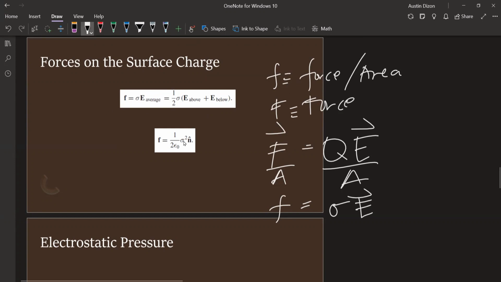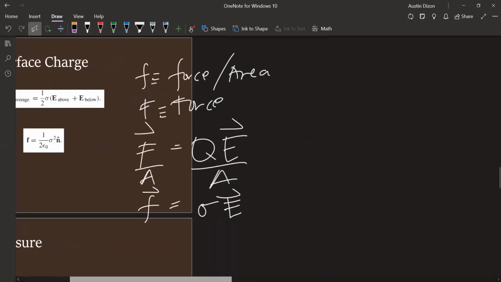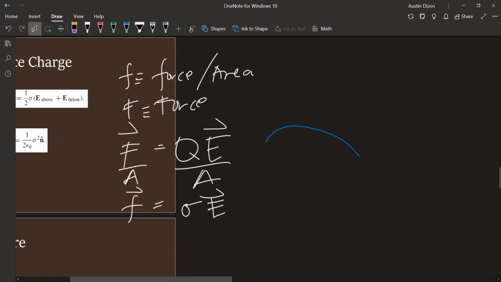Okay? However, we have a problem with E. Anong gagamitin natin na E? Kung meron tayong arbitrary surface. Lalagyan ko ng ganito. Ibig sabihin ito ay conductor. So, E is 0 here. E is 0 here. Okay, conductor kasi ito.